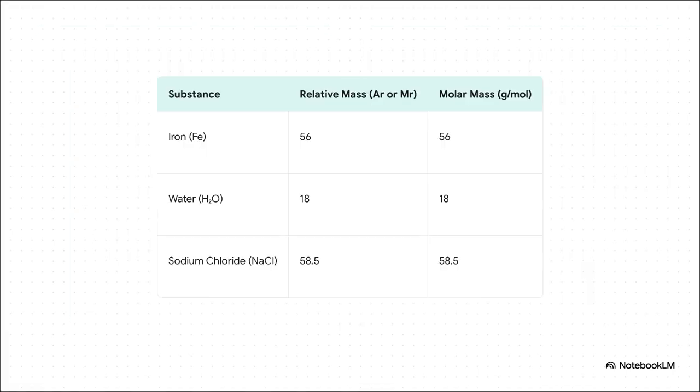And this works for everything. Iron's relative mass is 56. 1 mole of it weighs 56 grams. Water's is 18. 1 mole is 18 grams. So if you go into the lab and weigh out 56 grams of iron filings, without counting a single atom, you know that you have exactly 1 mole. You are counting by weighing.